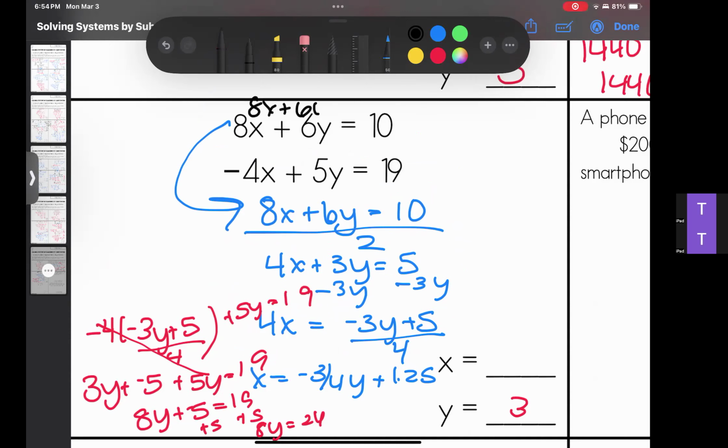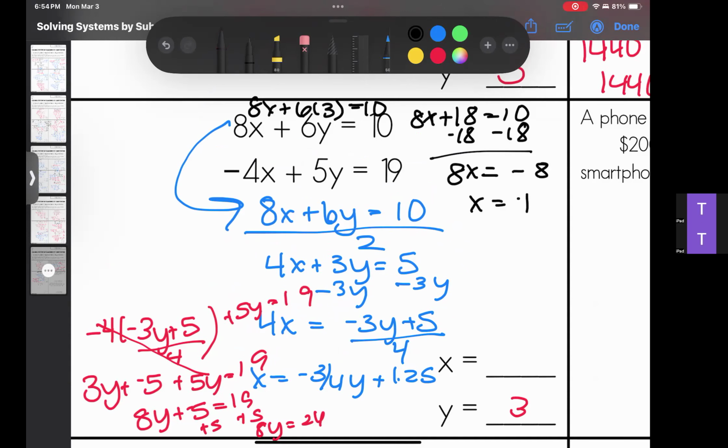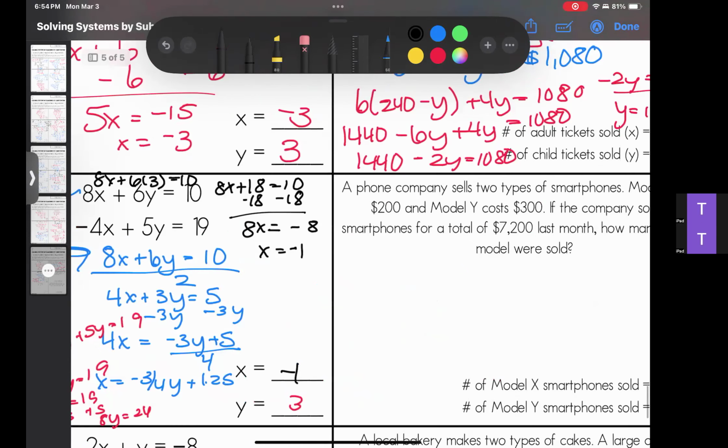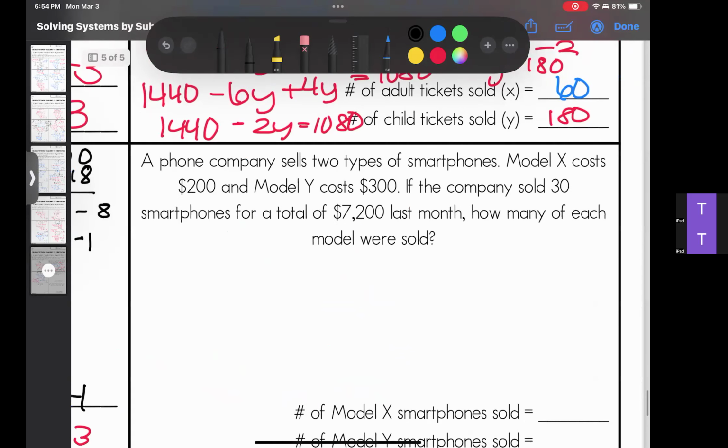8x plus 6 times 3 equals 10. So 8x plus 18 equals 10. So 8x equals negative 8, right? So that was negative and that was positive. Okay. X equals negative 1. Yes, it's beautiful. All right, back to the terrible word problem.